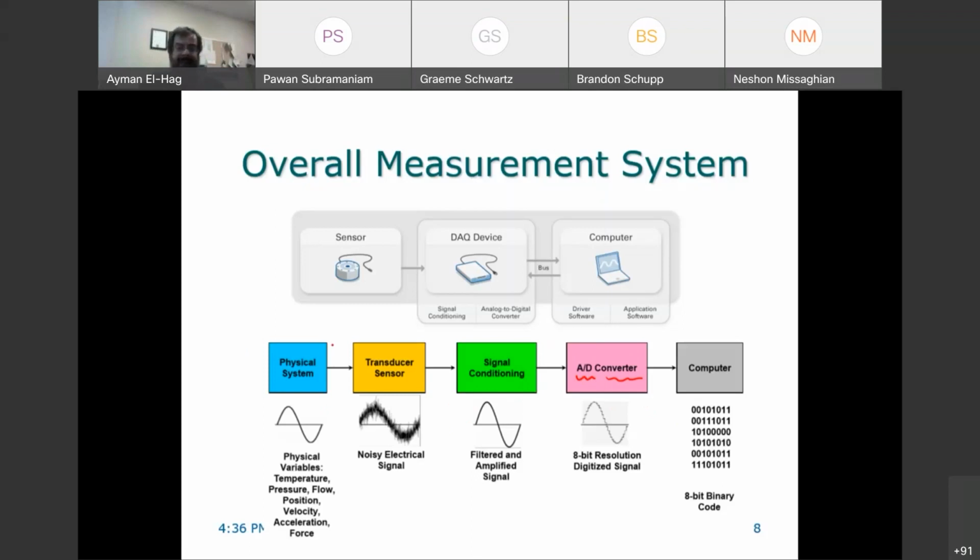So this is, in my opinion, one of the most important slides in this course. This is the objective. We want to understand every single building block of those. How we can build them, how we can design them, how we can analyze them, so that we will have, at the end of the day, a measurement system.